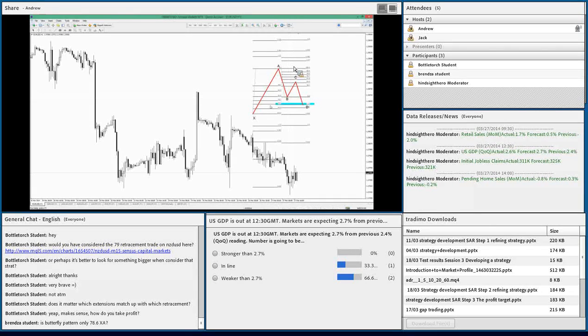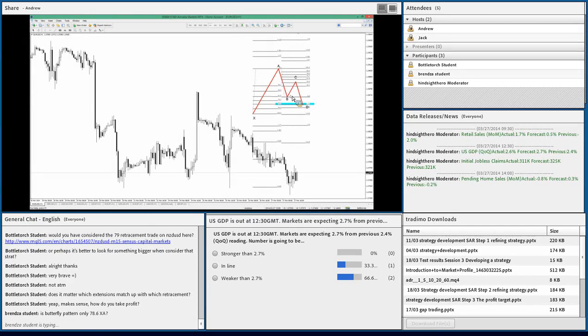So yeah, I'll show you the butterfly. I don't really want to go into the butterfly this time, but I'll show you an exact example because we're looking at one on the euro here, and I'll show you how you can differentiate. But I'll break those patterns down as we go.